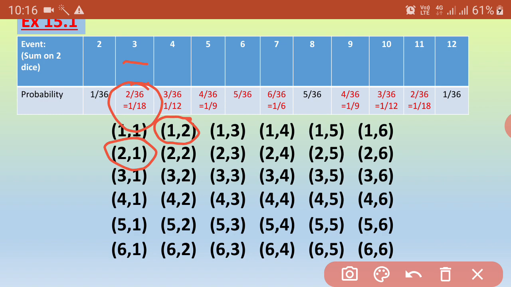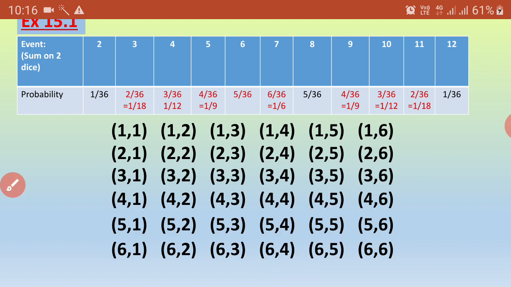We will take one more example here. Let us take the example of 10. Let us now try to find out the sum to be 10. It is here, here and here. So there are 3 chances out of 36. So it can be reduced further to 1 upon 12. So the probability of getting the sum on 2 dice to be 10 is 1 upon 12. With this, we'll move ahead.